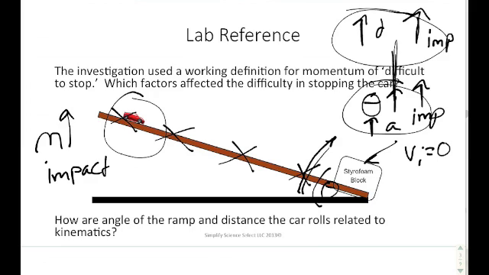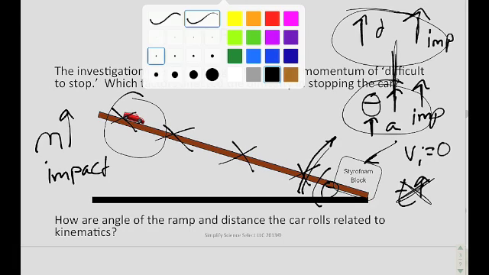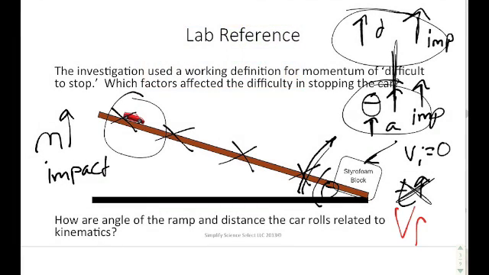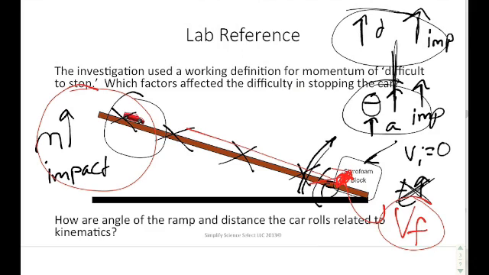So really you're doing two things. You're increasing the time the car rolls along the track, which is not particularly useful. And the key one, you're increasing the final velocity, the velocity at which it strikes the styrofoam block. So increasing the mass increases the impact, and increasing the velocity at which it strikes the block also increases the impact.